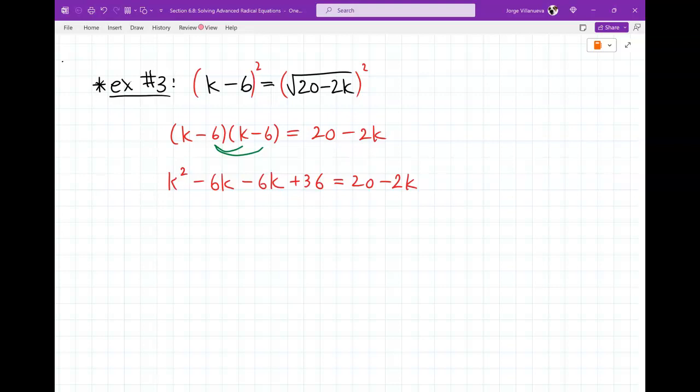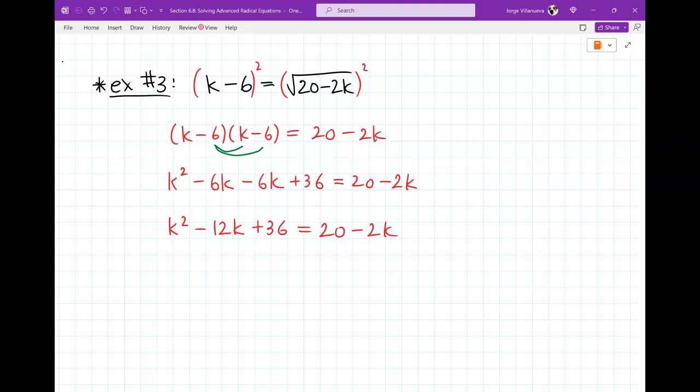Negative 6K minus 6K does not cancel. They have the same sign, so if they have the same sign, you add them. That'd be a 12, so negative 12. That's what I get. So K squared minus 12K plus 36 equals 20 minus 2K. You can see this one's a little bit more involved, and the next one that we do is going to be very similar.